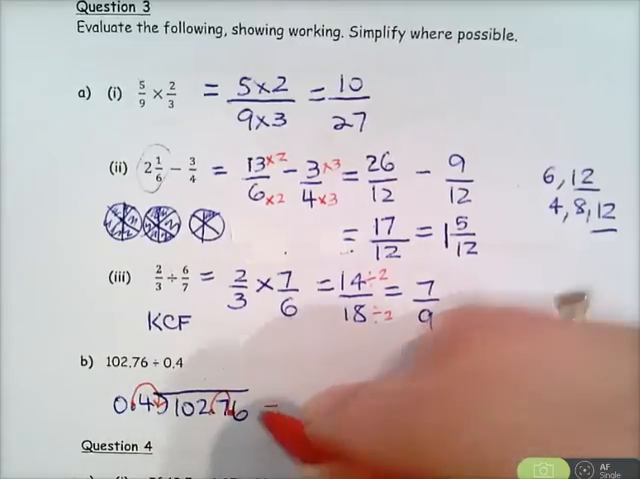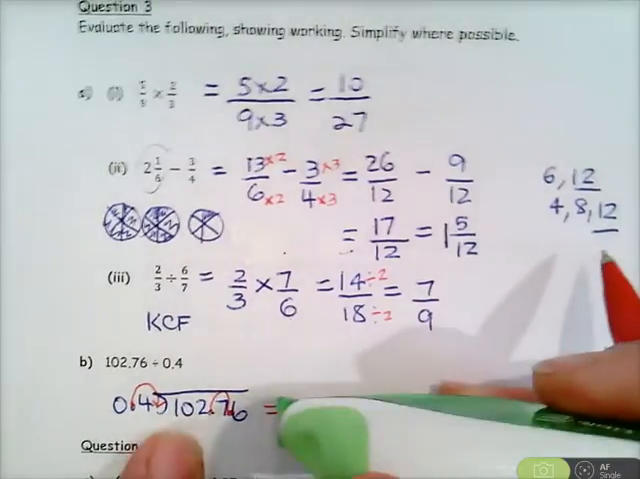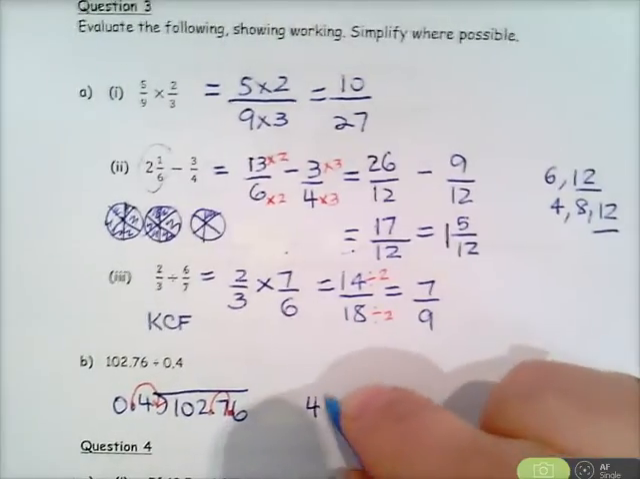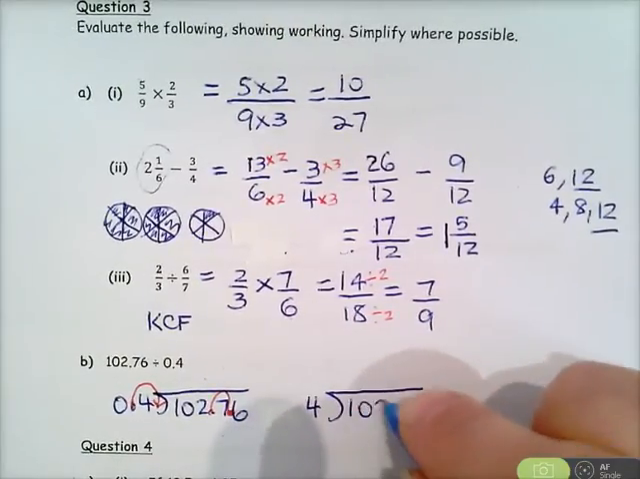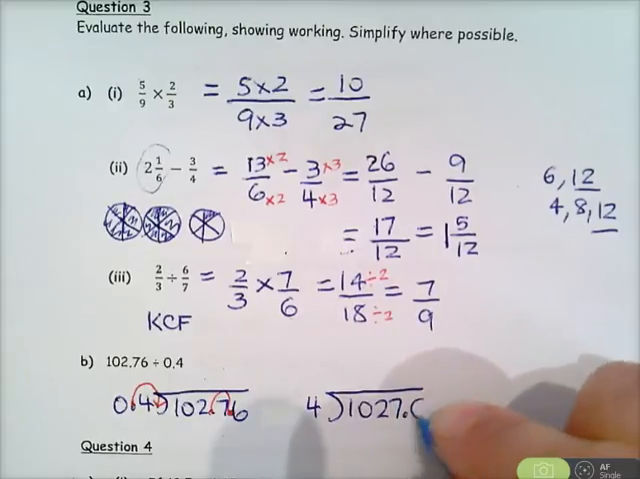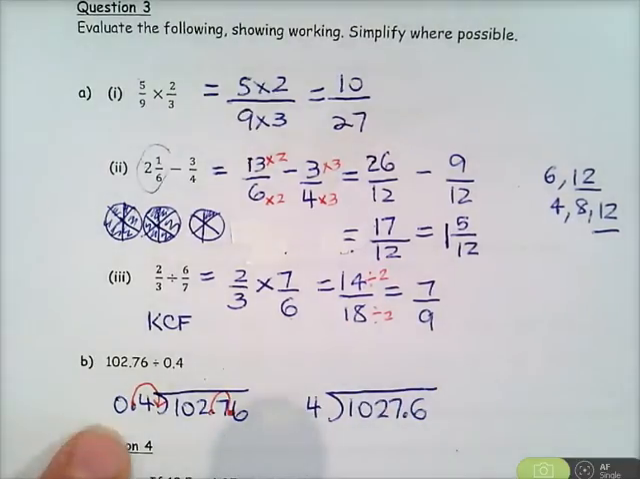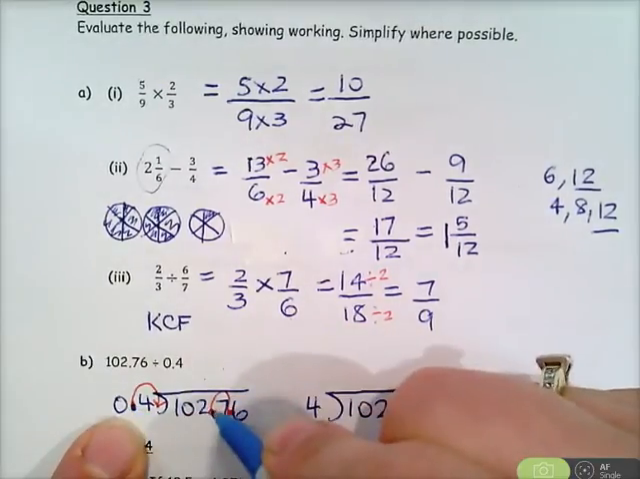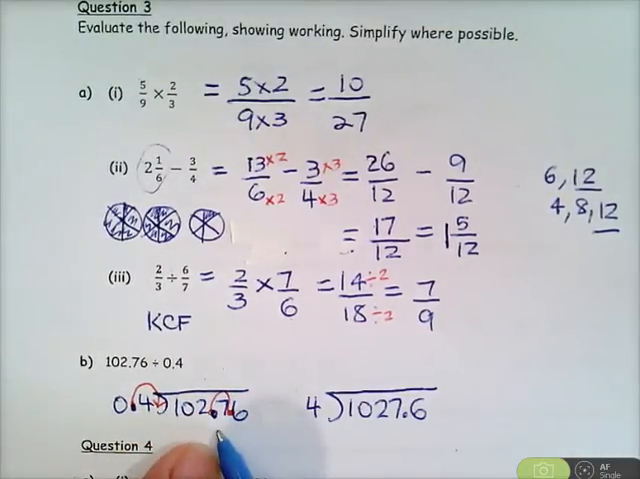So now my question is not 0.4 into 102.76. It's actually going to be 4 into 1027.6. So what I've done, the decimal point was here, 0.4, and the decimal point was there, 102.76.